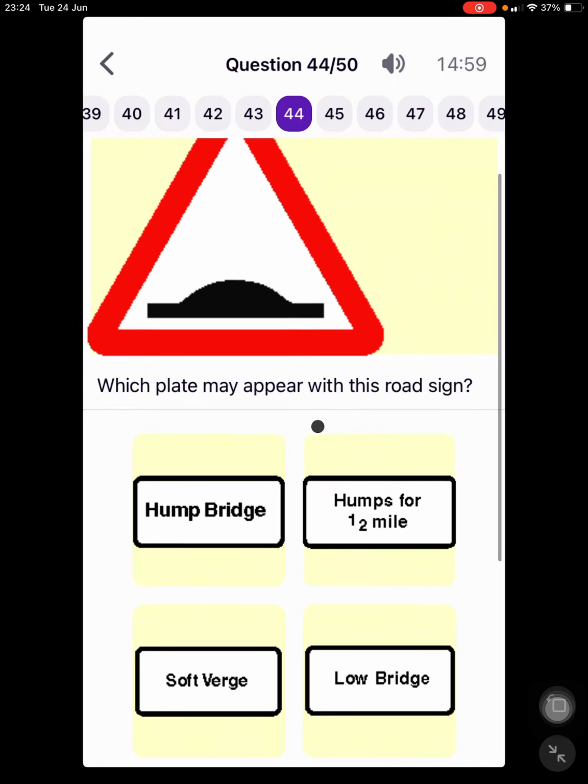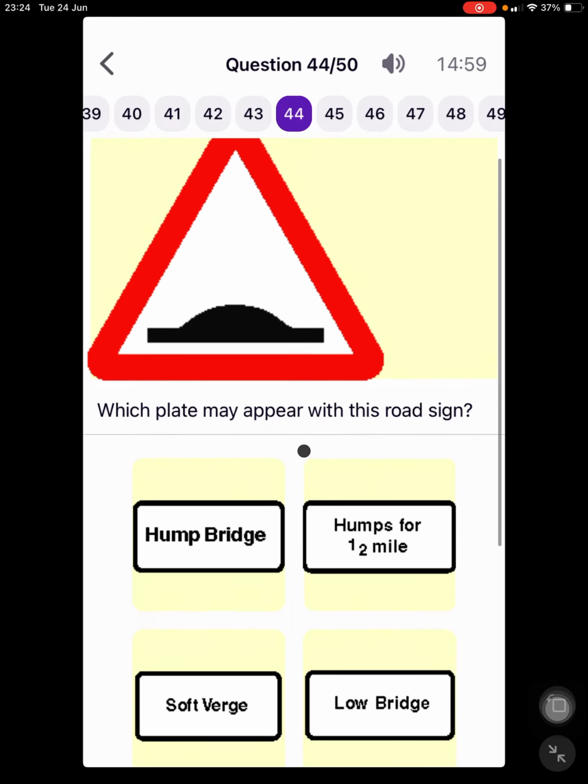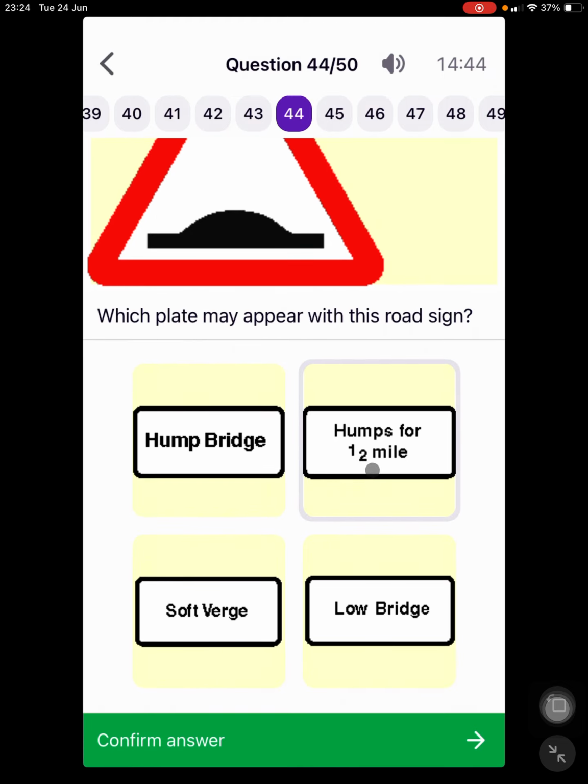Which plate may appear with this road sign? That's a road hump. Road hump. So the answer is humps. That's a hump and that's a hump there as well.